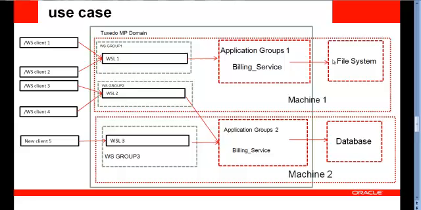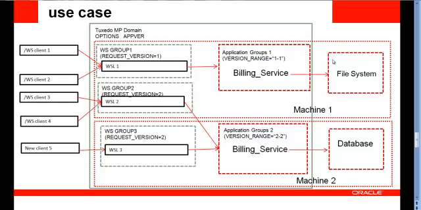The application service version feature allows us to easily create and establish this type of architecture, enabling the application service version feature. Application Group 1 provides old services on the old machine. The version range attribute of Application Group 1 is 1-1. So the services in this group can only accept requests coming from a client with a request version 1.